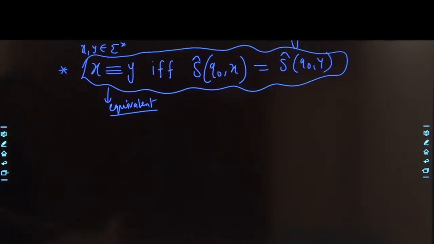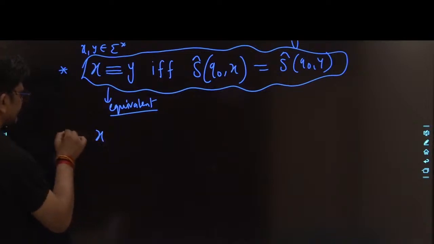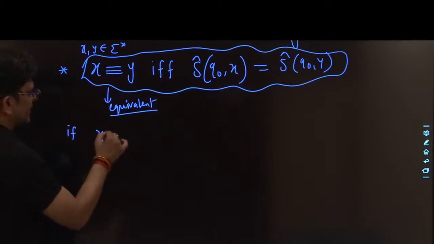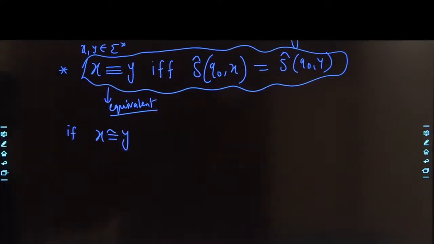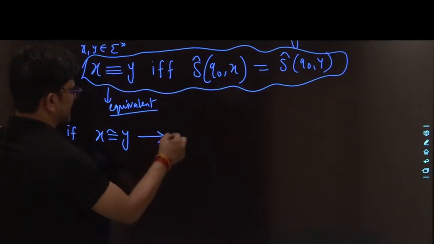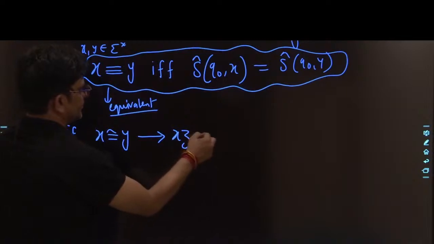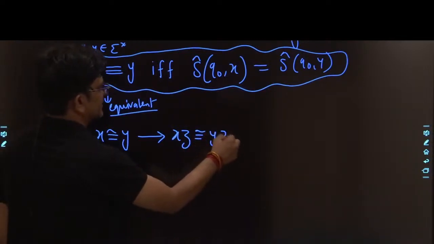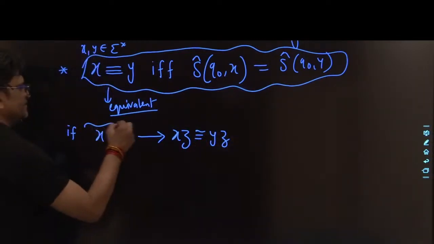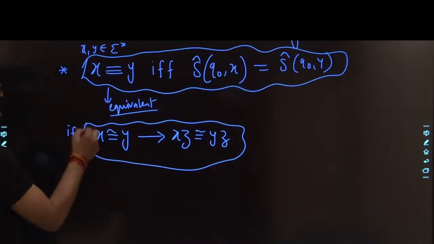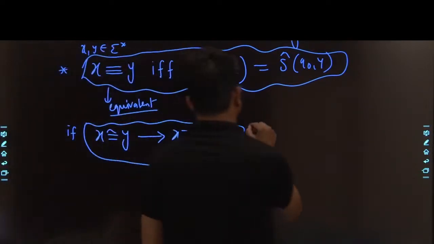And y are equivalent. Now, what is the right invariant property? If x and y are equivalent, it implies that xz is equivalent to yz. This is the right invariant property.